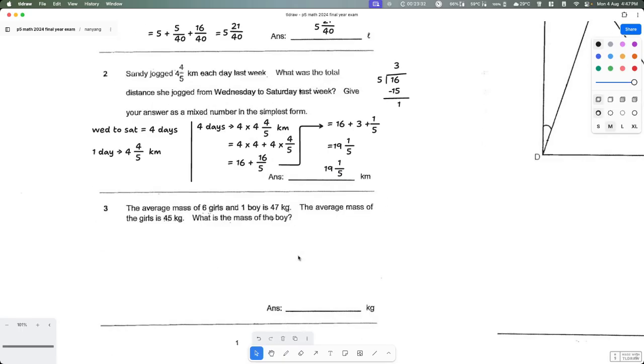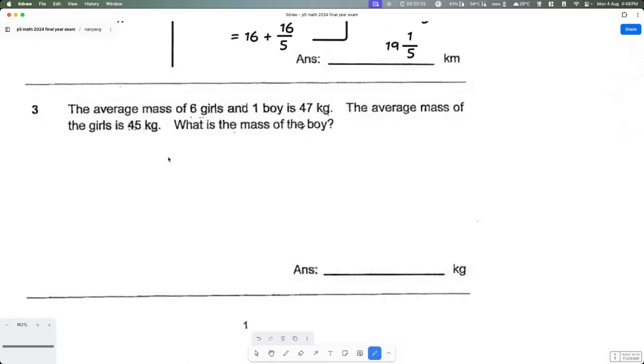Okay, let's move on to question number 3. The average mass of 6 girls and 1 boy is 47 kilograms. The average mass of the girls is 45 kilograms. So what is the mass of the boy itself?